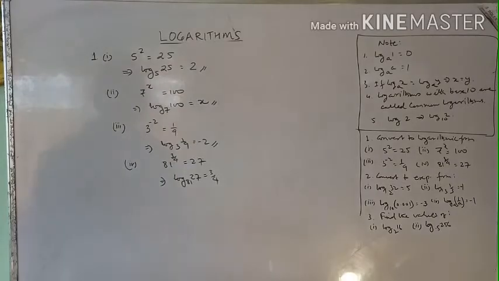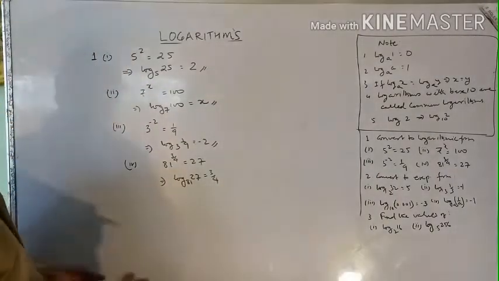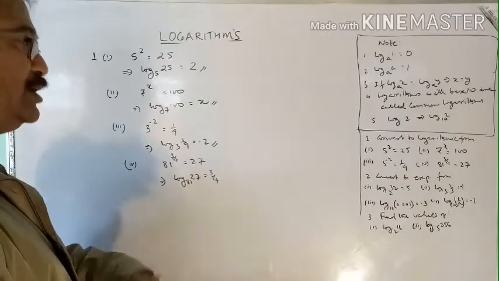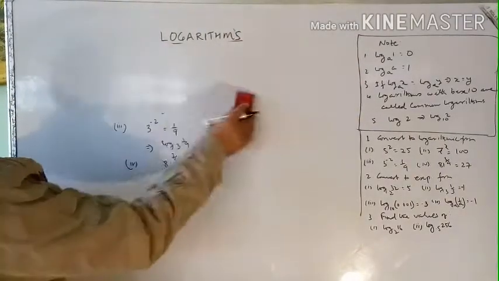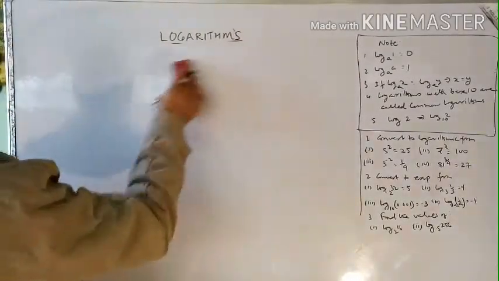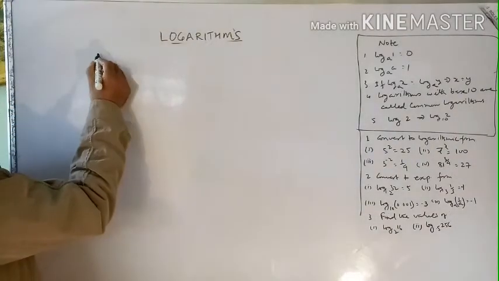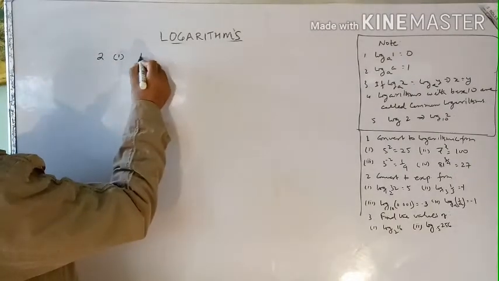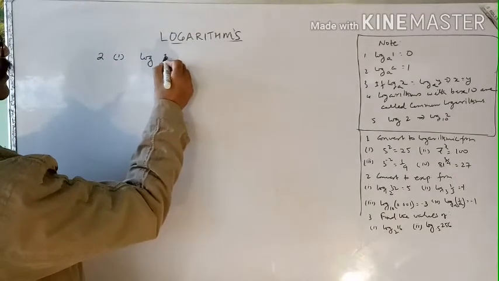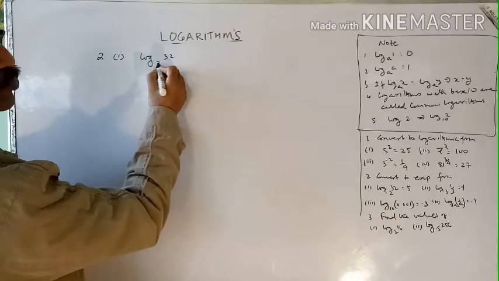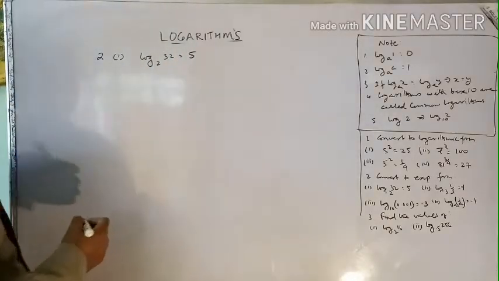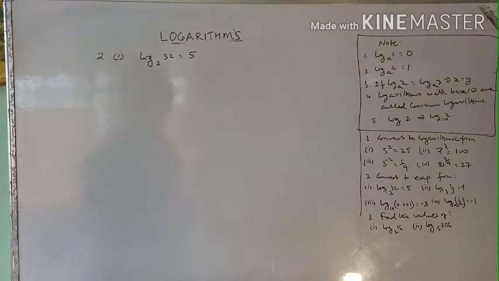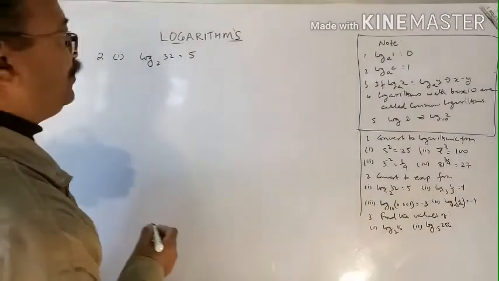Now in the next question, we'll see how we can convert logarithmic form into exponential form. This is the reverse process. Question number 2, part 1. The given question is log of 32 to the base 2 is equal to 5. This is in logarithmic form, so we have to convert this into exponential form. Exponential form means in terms of the exponent.